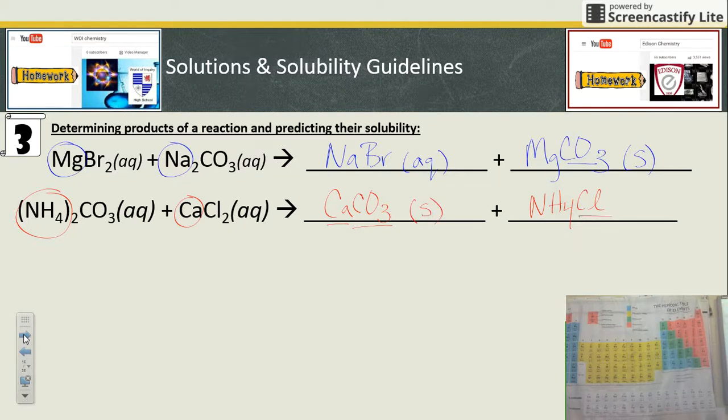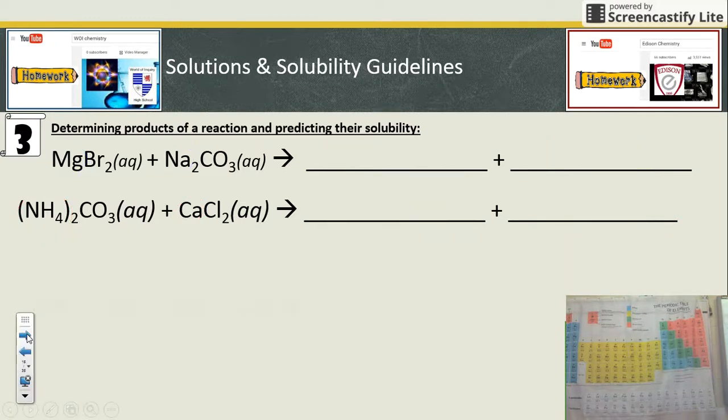And let's check ammonium chloride. Ammonium is on the list, and it says there's no exceptions ever. And chloride's on the list, and it says things are soluble. So we're going to go with aqueous in this particular example because it would dissolve in water.